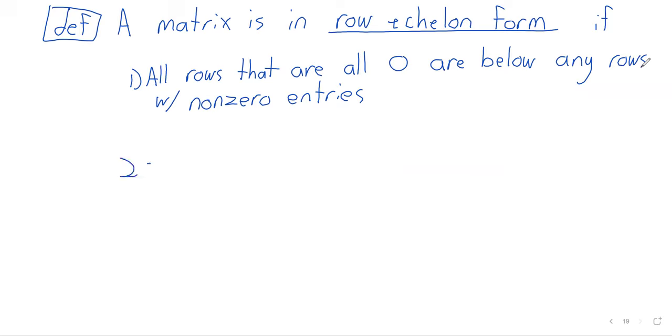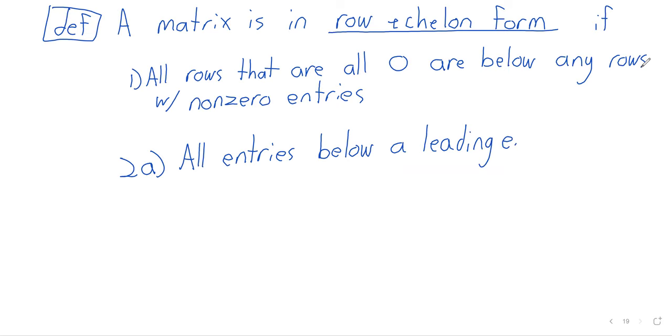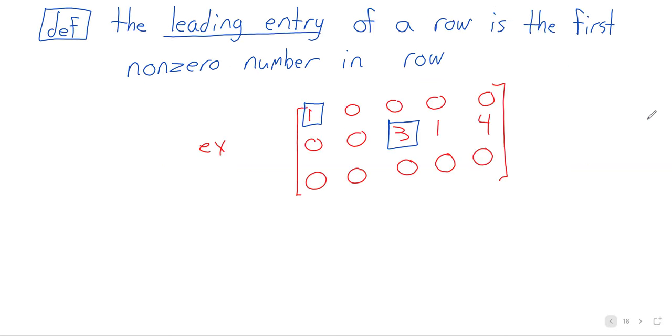Let's say 2A: all entries below a leading entry are zero. Again, this matrix satisfies that: there are two leading entries and the numbers below the leading entries are always zero.